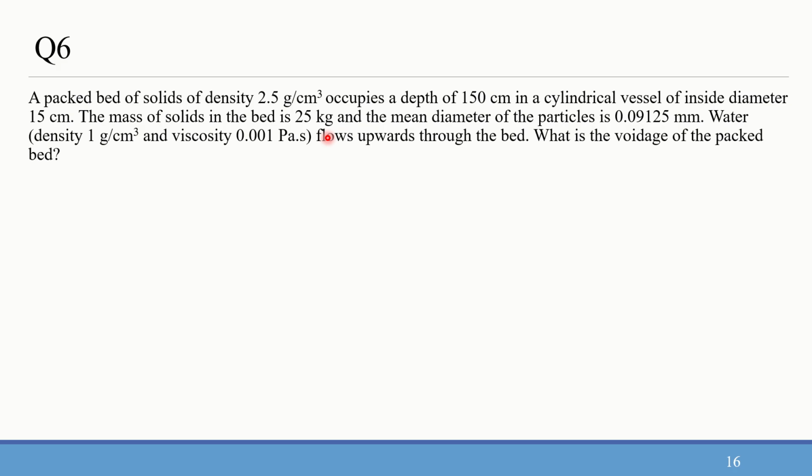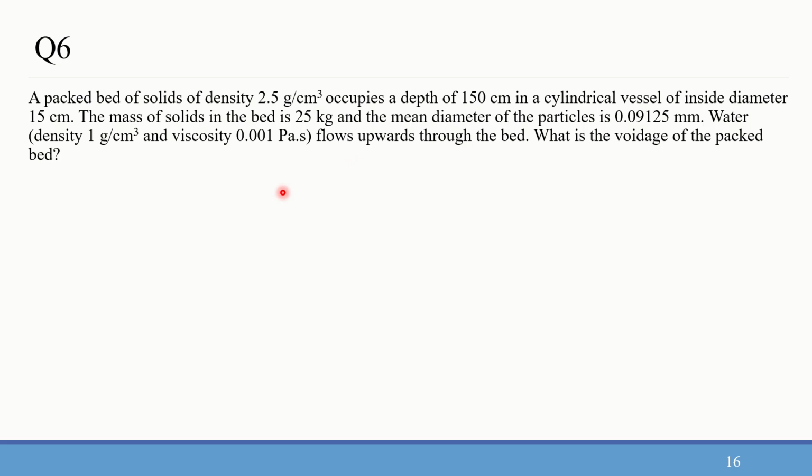Question 6 is again a problem, and it is somewhat related to the problem we saw last week. A packed bed of solids of density 2.5 gram per centimeter cube occupies a depth of 150 centimeter in a cylindrical vessel of inside diameter 15 centimeter. The mass of solids in the bed is 25 kg and the mean diameter of the particles is 0.09125 mm. Water, density 1 gram per centimeter cube and viscosity 0.001 pascal second, flows upwards through the bed. What is the voidage of the packed bed?